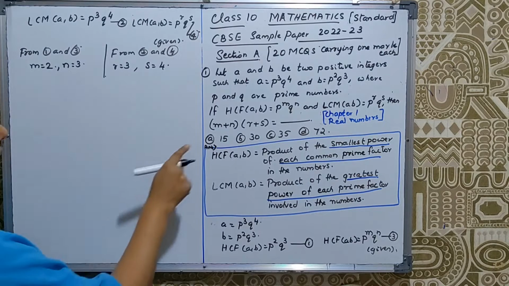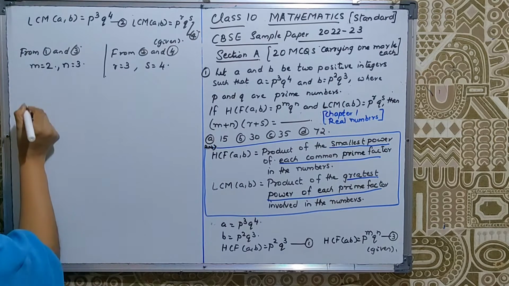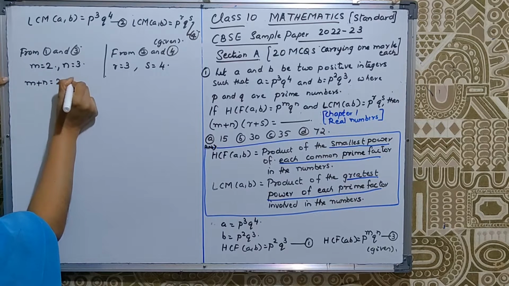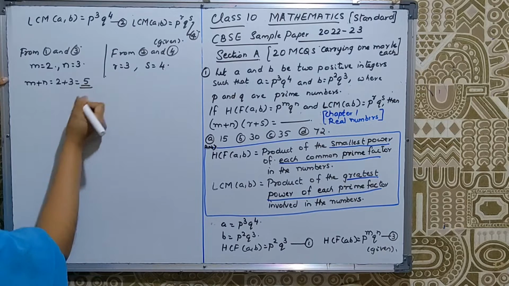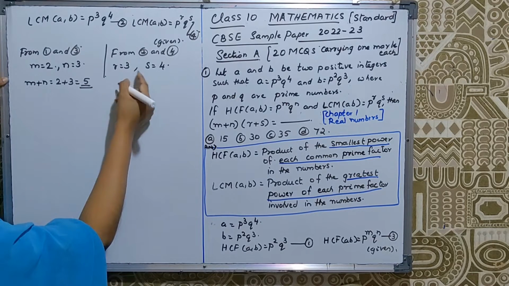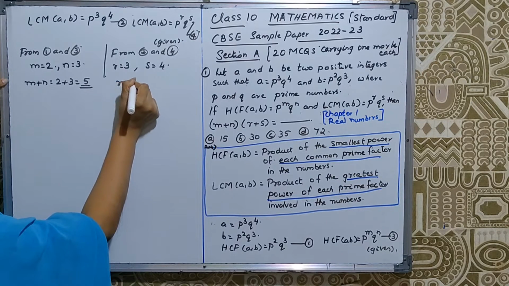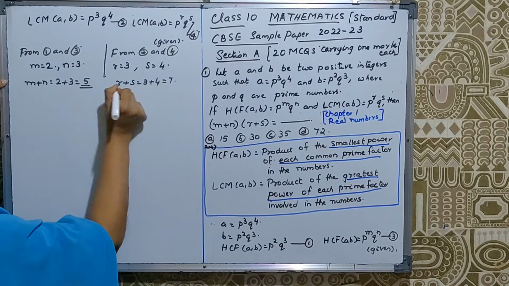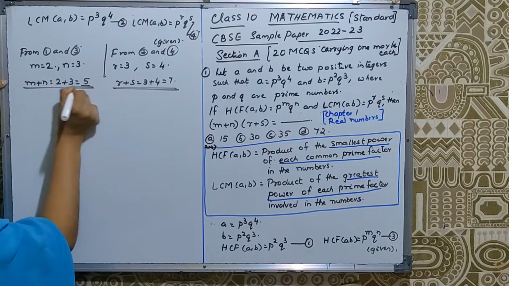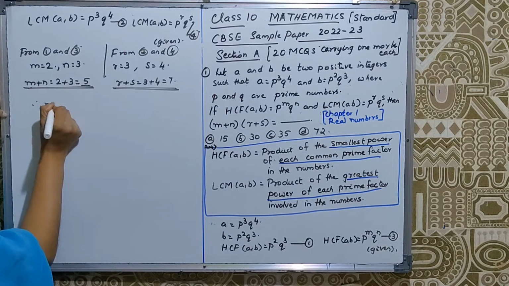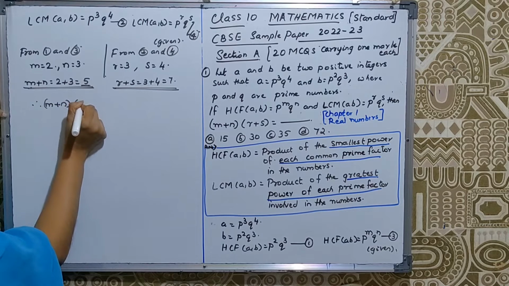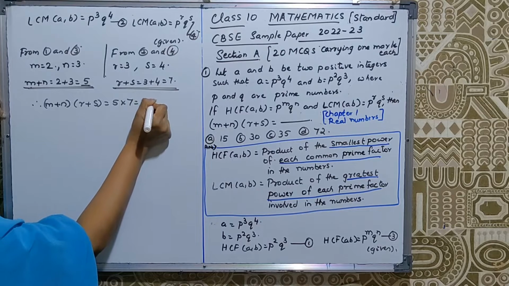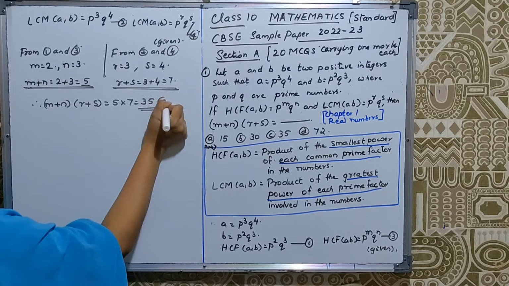Now we want to find out M plus N into R plus S. M plus N is 2 plus 3 equal to 5. And R plus S is 3 plus 4 equal to 7. Therefore, M plus N into R plus S is 5 into 7 equal to 35. That is the answer. That is choice C.